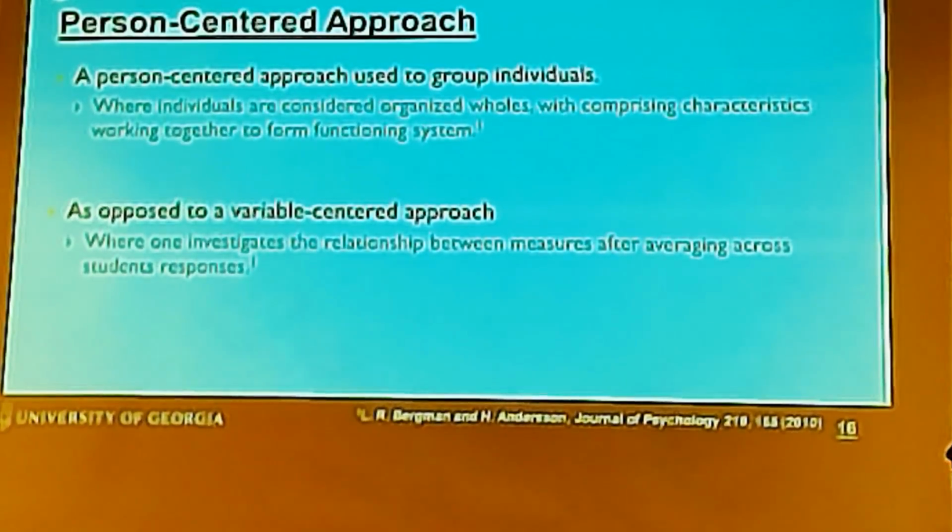This is compared to a variable-centered approach where we might collect all this information that helps give us an idea of a student's learning profile, but instead we just look at the relationships across those variables, right? So look for just correlations across variables and not consider answers from individual people.